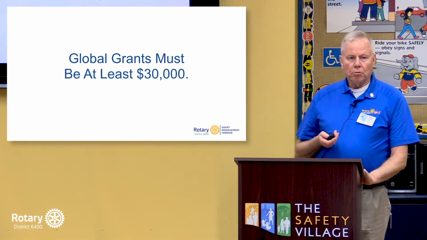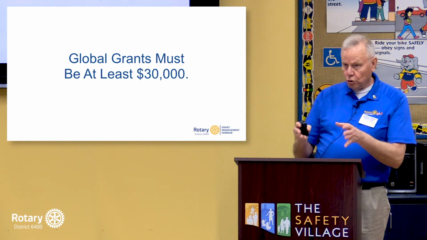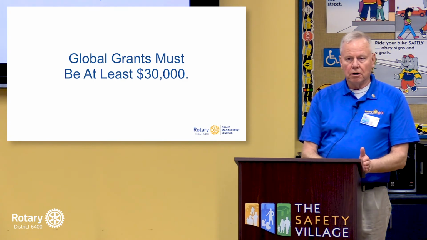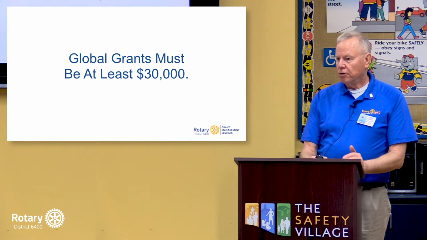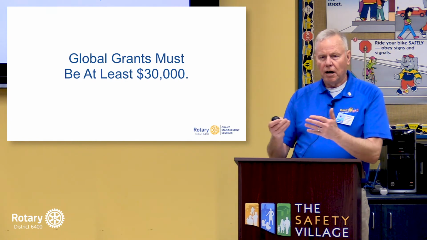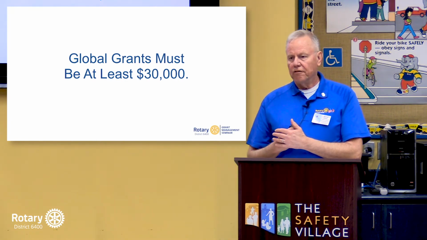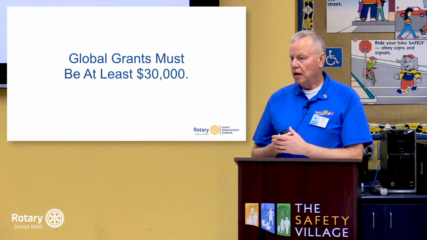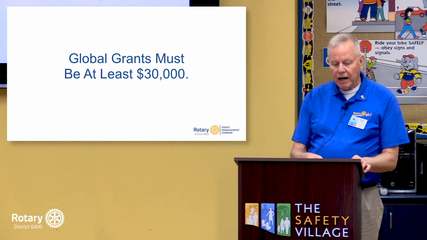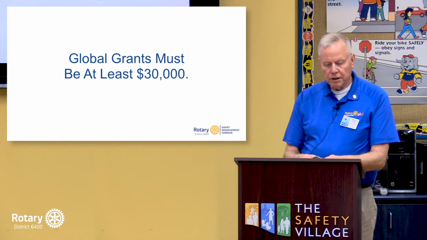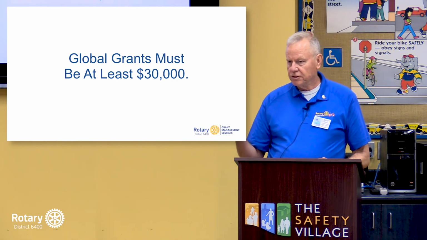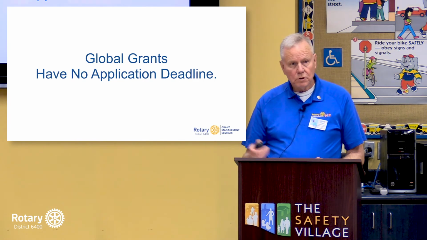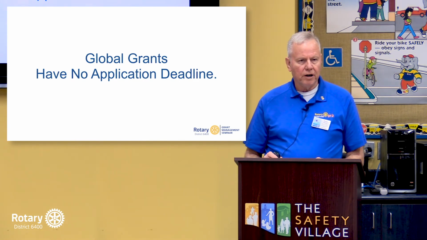$30,000 is the opening bid for global grants. That's $30,000 total, including the matching funds, the district DDF monies, as well as your cash money through your club or through individuals. A little over $8,500 from you, along with our matching monies, you'll have the $30,000. So it's not a really high bar, but it's not for the little $5,000, $6,000, $7,000, $8,000 projects. There's no deadline. It's a rolling deadline. You can just apply whenever.